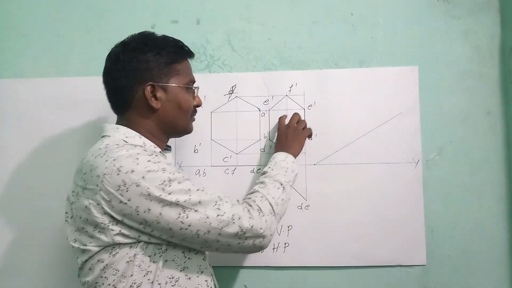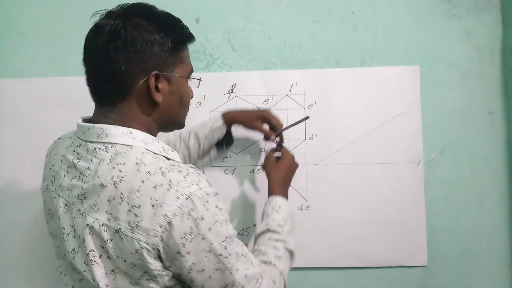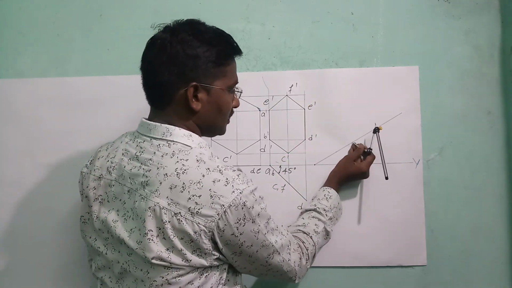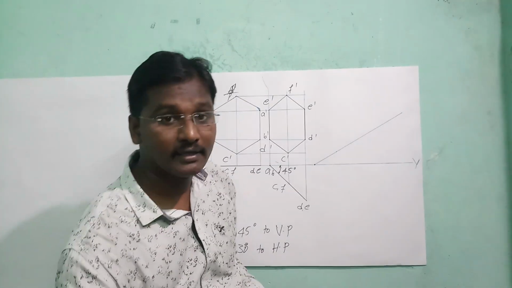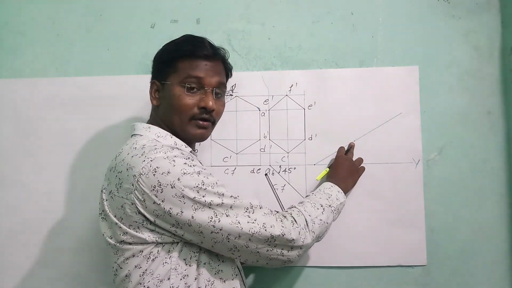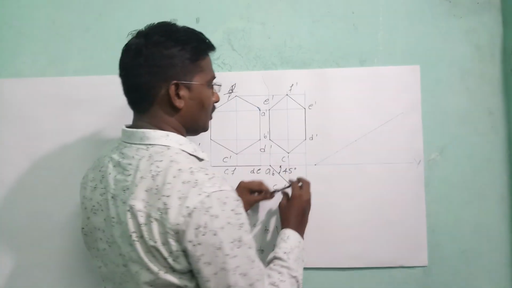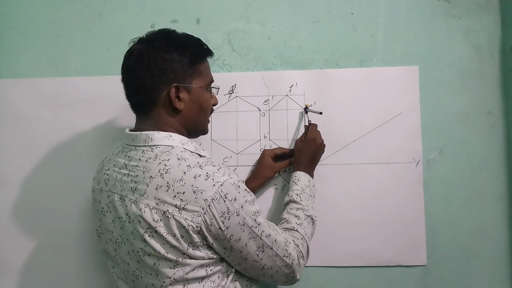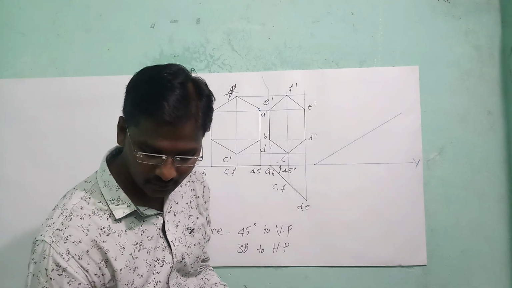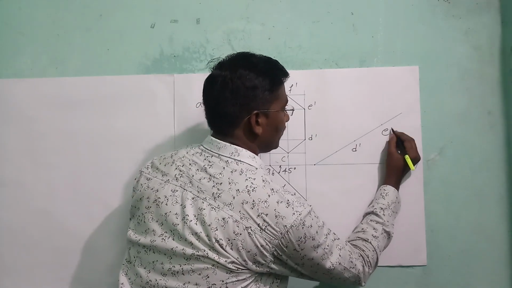Whatever the diagram is, it is inclined at 30 degrees to HP. Now measure the distance D dash to E dash in the compass. I locate a point D dash on this 30 degrees line. This is the point D dash. Now, from the point D dash, draw the arc. Now locate the points here. This is the point D dash and this is the point E dash.